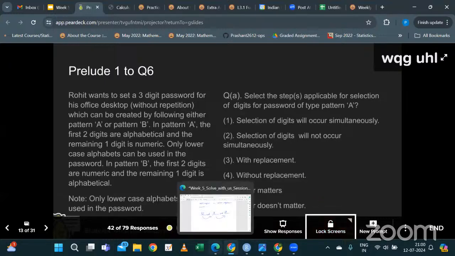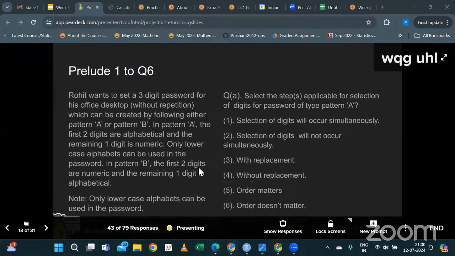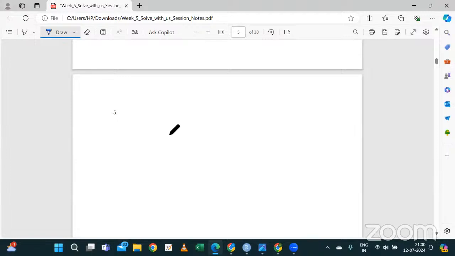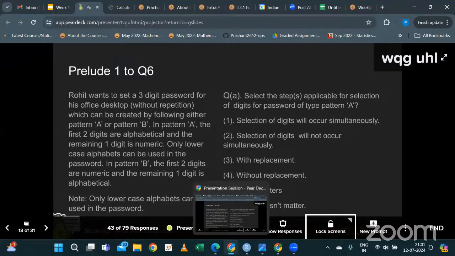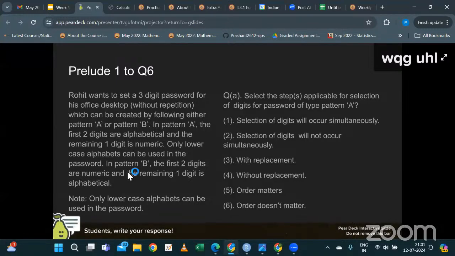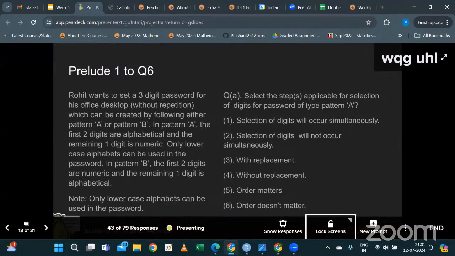Let's try to understand the problem. We have to select the steps for the password of pattern A. What is the pattern A password? We have to create a 3-digit password with a condition: the first 2 digits are alphabetical and the other digit is numerical.